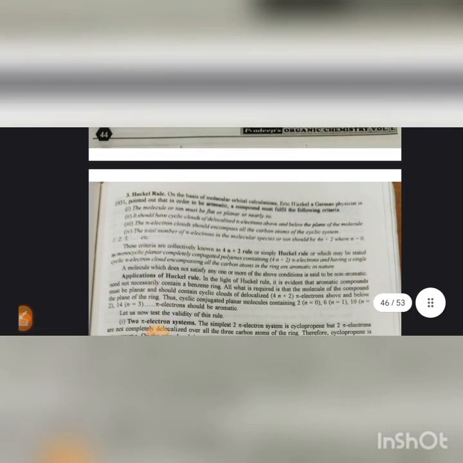Third is the Huckel rule. On the basis of molecular orbital calculations, Erich Huckel, a German physicist, in 1931 pointed out that in order to be aromatic, a compound must fulfill the following criteria. First, the molecule or ion must have a flat or planar structure. Second, it should have cyclic clouds of delocalized pi electrons above and below the plane of the molecule. Third, the pi electron cloud should encompass all the carbon atoms of the cyclic system.